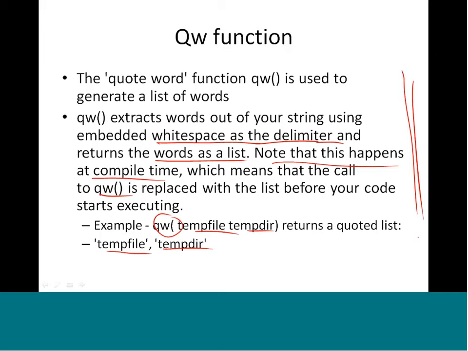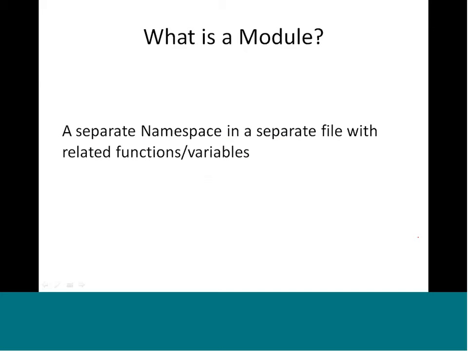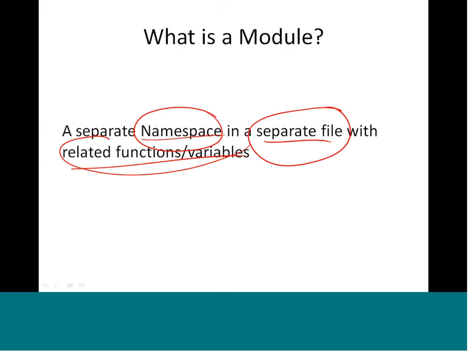So let's look at first of all, what is a module? The module is essentially a separate namespace in a separate file with related functions and variables. So there are three things here. One is a separate namespace, another one is a separate file, and then there are related functions and variables. So how do we do that? We will see basically.